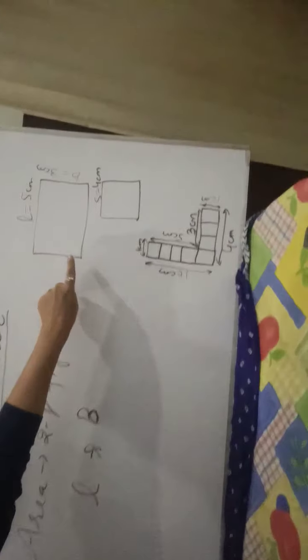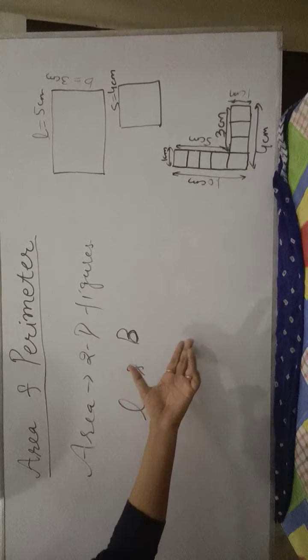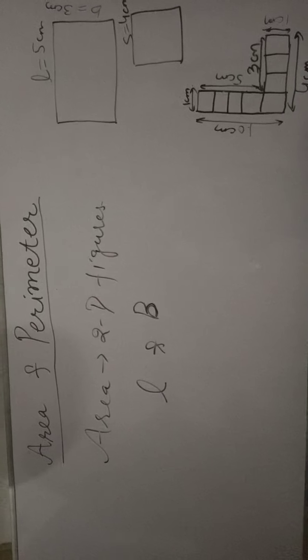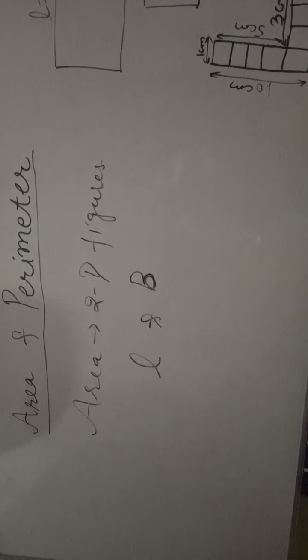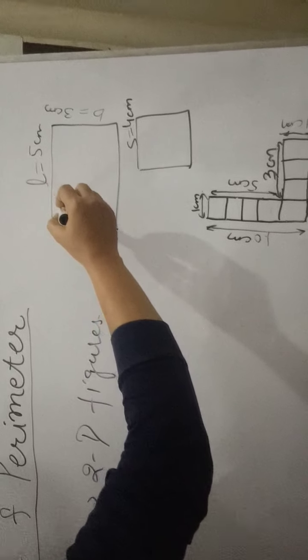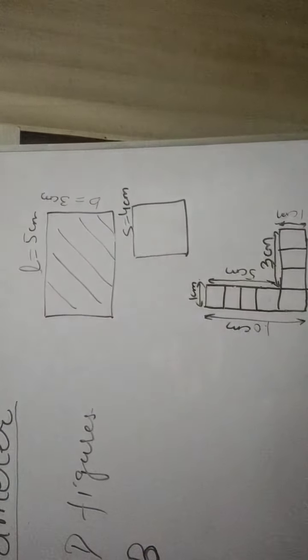Like this rectangle, square and this type of figures which have only length and breadth. If you are given length, breadth and height, you can't find the area, you have to find the volume. That is a separate concept, we will talk about it later, but just focus on what is area. Area means the amount of surface covered by a given polygon.